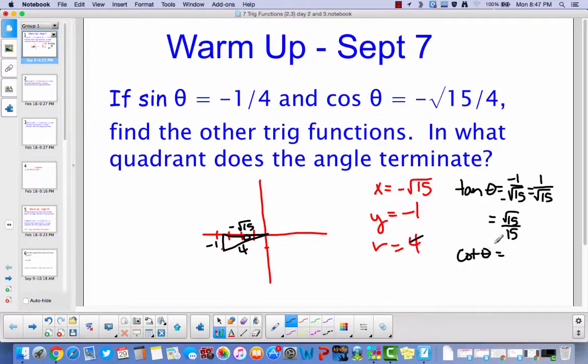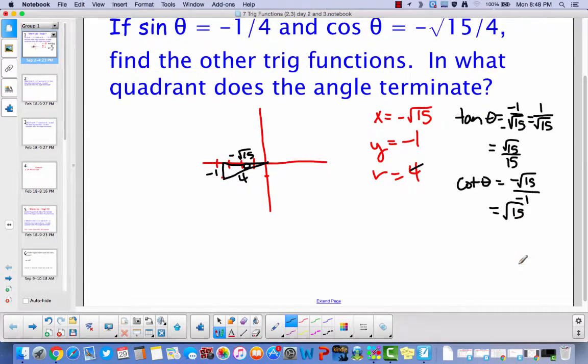Cotangent is the reciprocal of tangent. It's easiest if we go back here to this one, because then we don't have to re-rationalize. This is x, so negative square root of 15, over y, which is negative 1. Again, our negatives cancel, and so we're left with the square root of 15. Remember that cosecant is a reciprocal of sine. So cosecant is 4 over negative 1, which is negative 4.